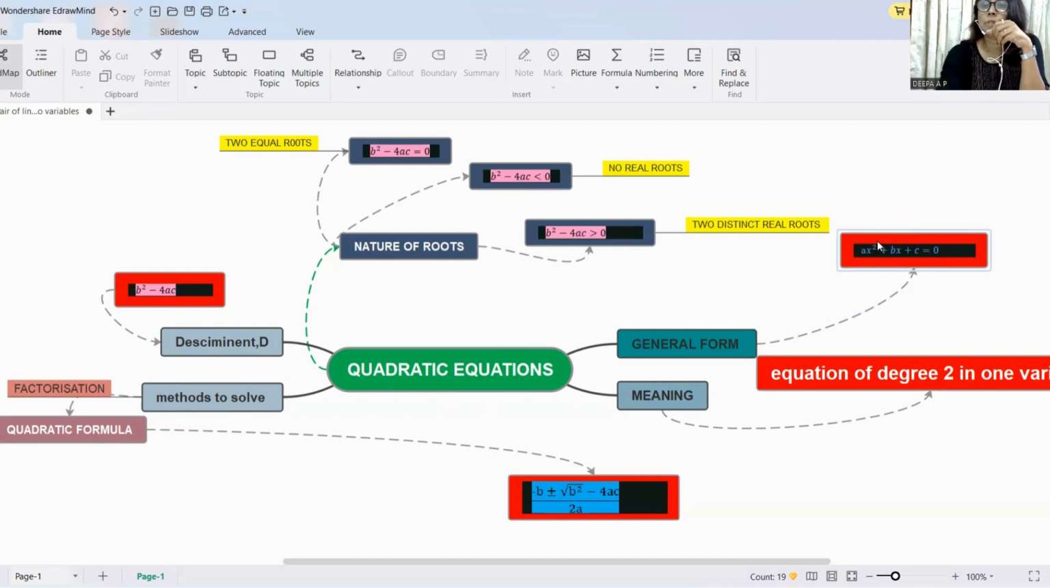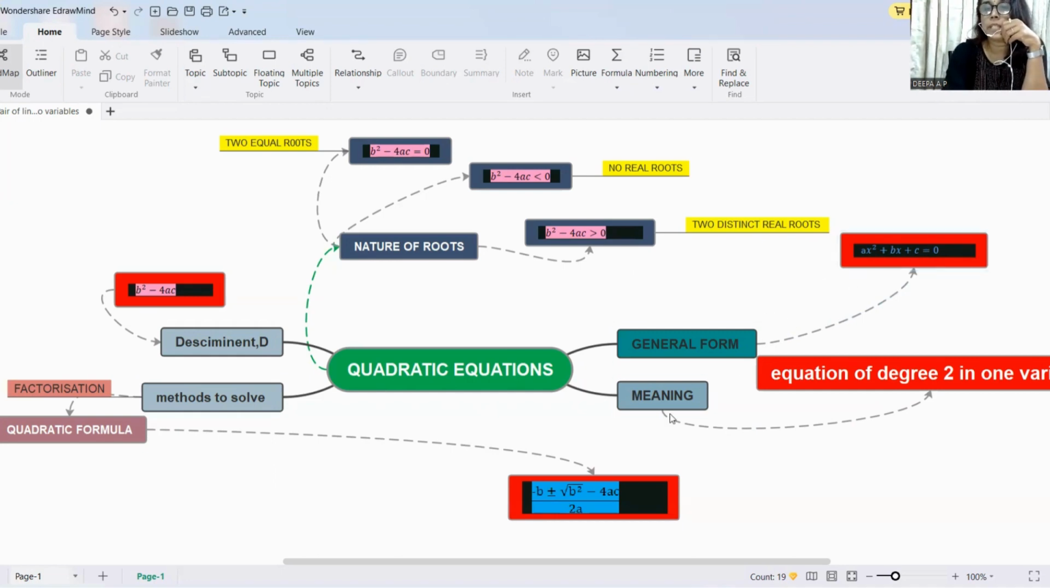Degree is 2. So see the highest power is 2, right? X square, x and c, actually it's a constant term. A is known as the coefficient of x square, b is the coefficient of x, and c is the constant term. Okay. Now, the next one after the general form.